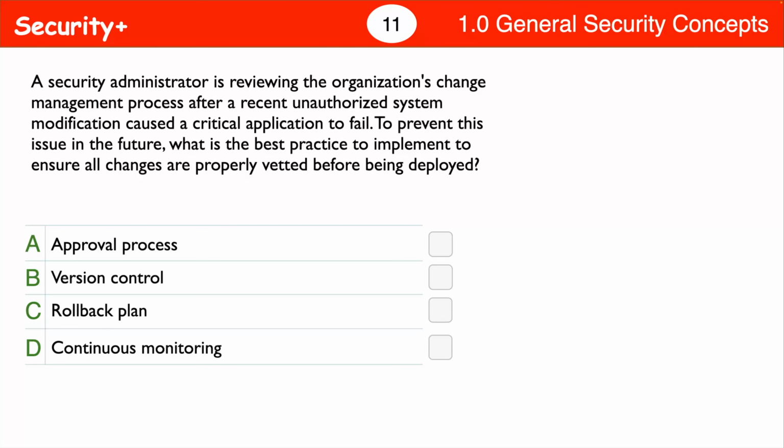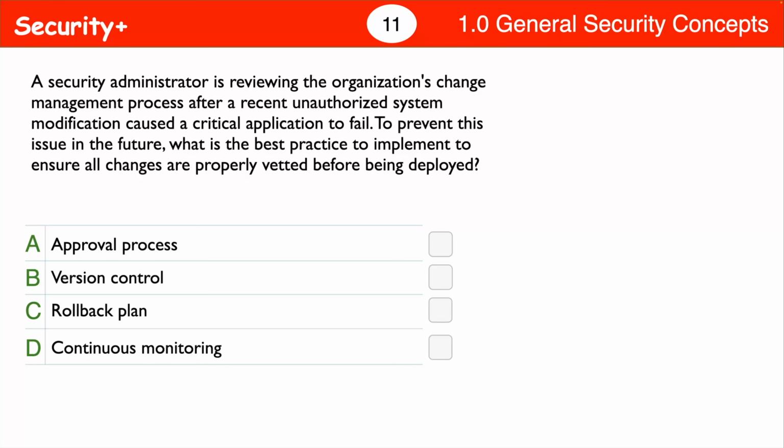Question 11. A security administrator is reviewing the organization's change management process after a recent unauthorized system modification caused a critical application to fail. To prevent this issue in the future, what is the best practice to implement to ensure all changes are properly vetted before being deployed? A, approval process. B, version control. C, rollback plan. Or D, continuous monitoring.